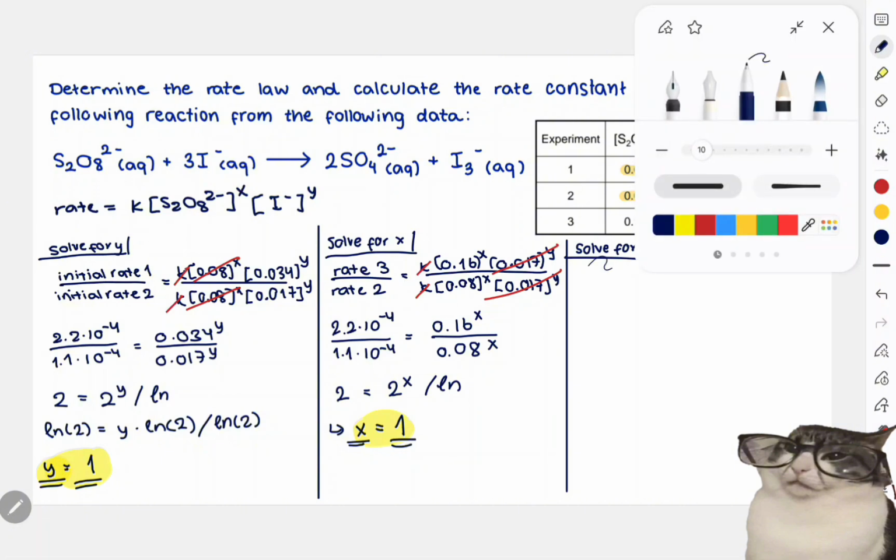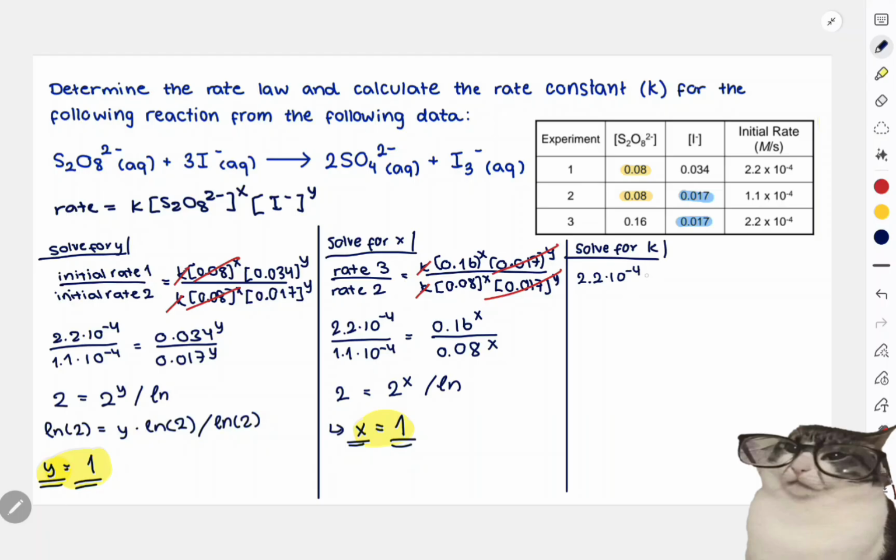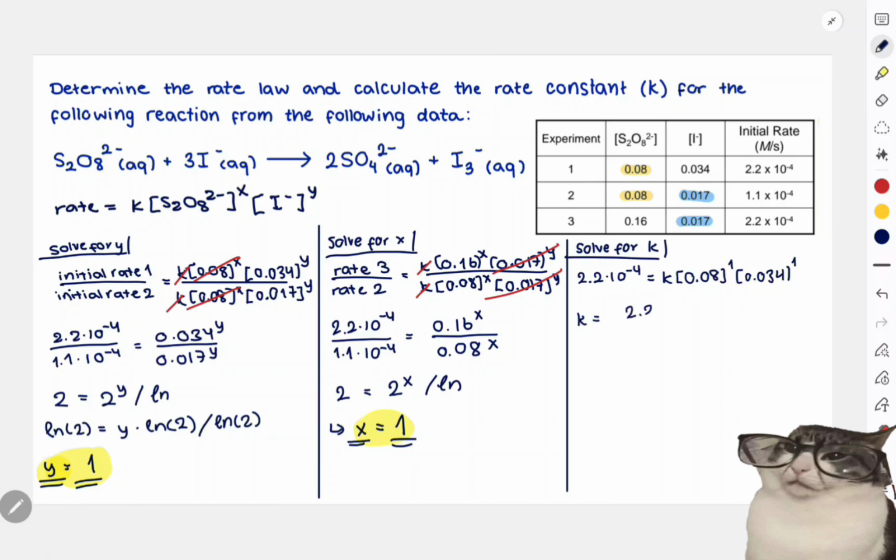So the rate would be 2.2 times 10 to the power of negative 4 equals k, which is what we're searching for. k times the concentration of S2O8, which is 0.08, and x is 1 as we solved. The concentration of iodide is 0.034. So k would be 2.2 times 10 to the power of negative 4 divided by 0.08 times 0.034, and that would then give us a rate constant of 0.08.